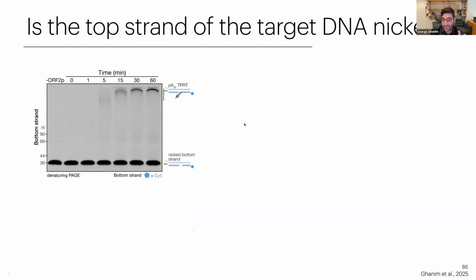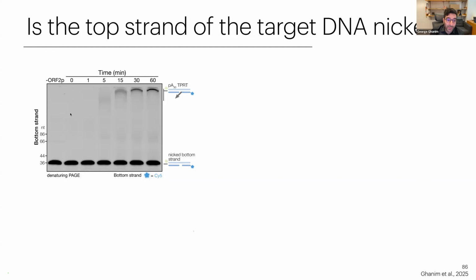So we asked, is the top strand being nicked? And we tested this using our TPRT assays. But this time, we're doubly fluorescently labeling the target DNA: Cy5 on the bottom strand and FAM on the top strand. It allows us to track TPRT or cDNA synthesis on the bottom strand, and then any nicking or potentially second strand synthesis that would happen on the top strand.